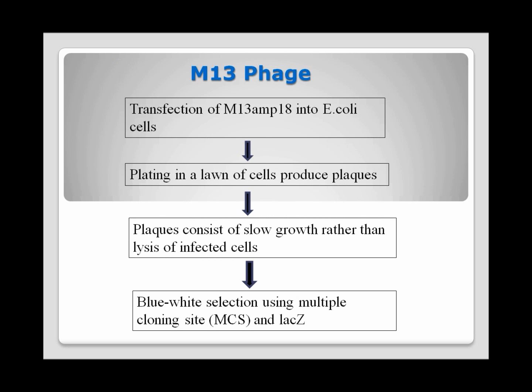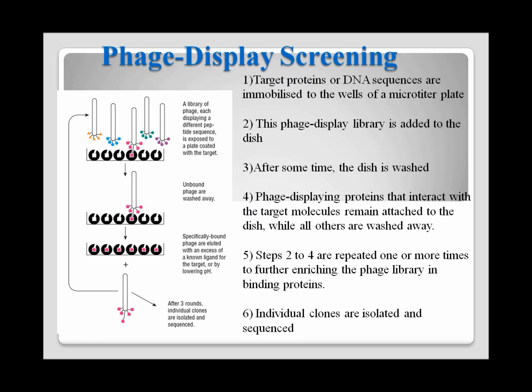Now, let me explain how M13 phage undergoes cloning. First, the M13 phage, for example M13mp18, is transfected into E. coli cell. Then plating is done and plaques are usually formed. The plaques usually consist of slow growth rather than cell lysis of infected cells. Finally, blue-white screening using multiple cloning sites or lacZ is done.